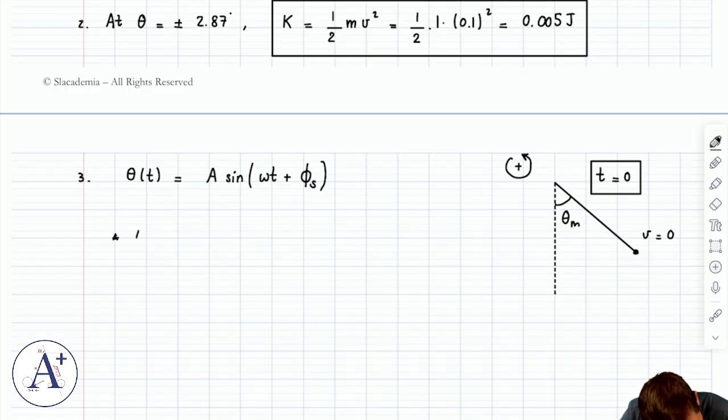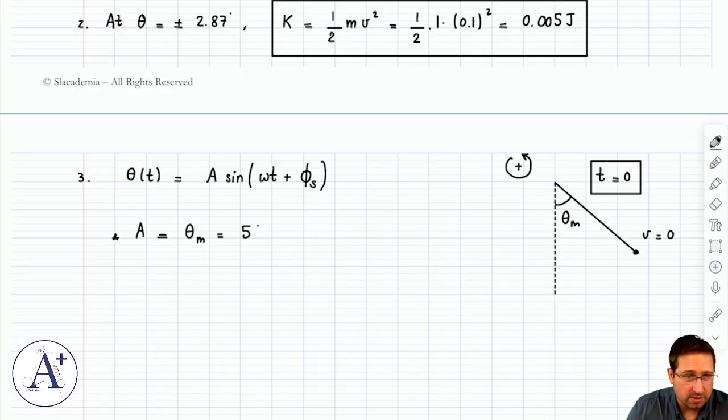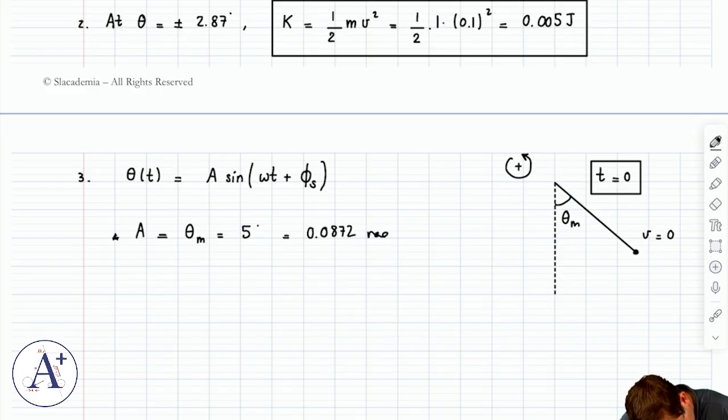Okay. Now a is the amplitude. That's theta m. That's 5 degrees. Now the problem is we shouldn't leave it in degrees. We need that to be in radians, okay? And so 5 degrees in radians is going to be not very much. So this is 0.0872 radians, okay? But that would be my amplitude, right?